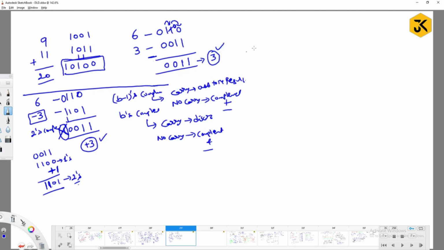Okay, fine. So take another number: 5 minus 2. 5 is 1 0 1, 2 is 0 1 0. 1 minus 0 is 1. 0 minus 1 is 1. And 0 here is 0. So this will be equivalent to plus 3. This way you are going to perform subtraction.